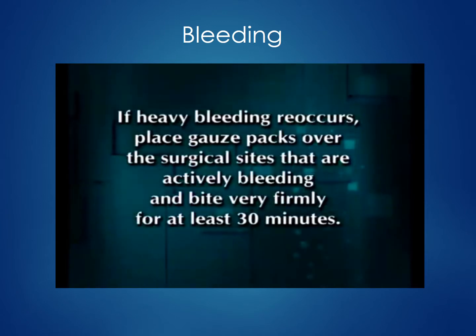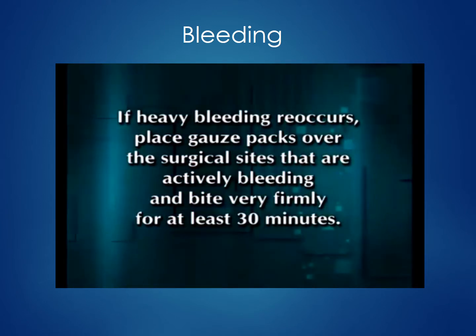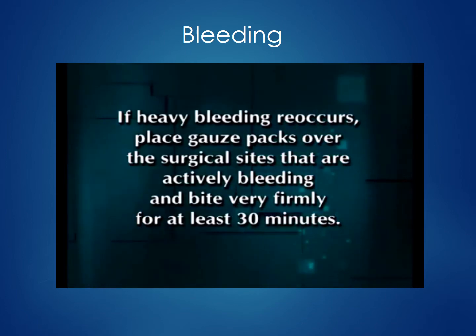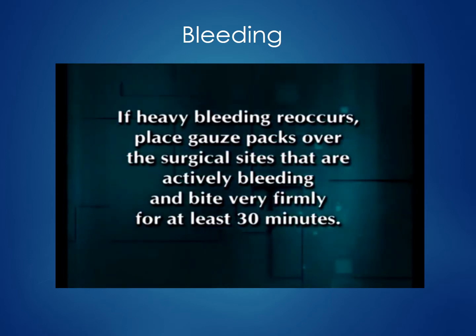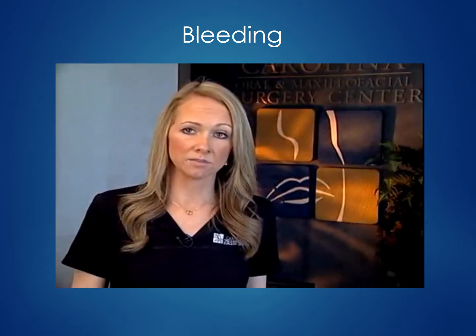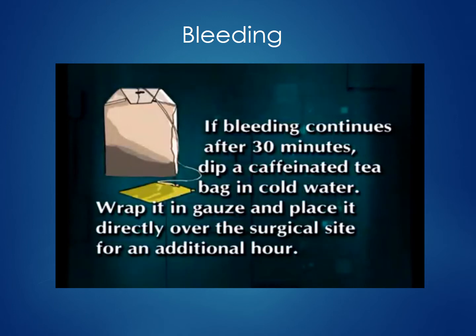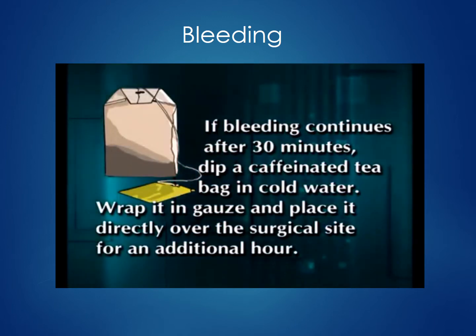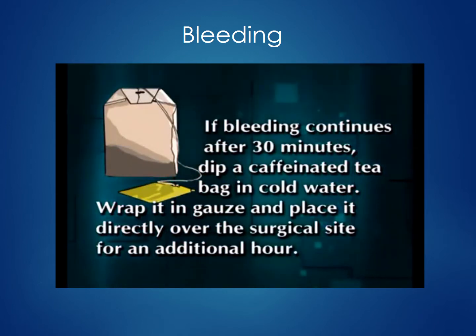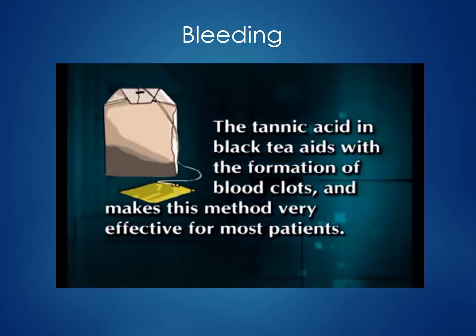If heavy bleeding reoccurs, it will be necessary to place gauze packs over the surgical sites that are actively bleeding and bite very firmly for at least 30 minutes. Heavy bleeding is described as active bleeding coming from the surgical sites, filling the mouth to the point where you actually have trouble speaking. If bleeding continues after 30 minutes, dip a caffeinated tea bag in cold water, wrap in gauze, and place it directly over the surgical site for an additional hour.